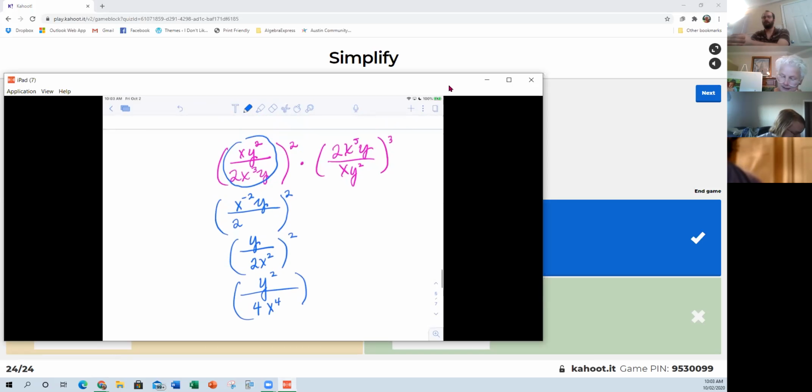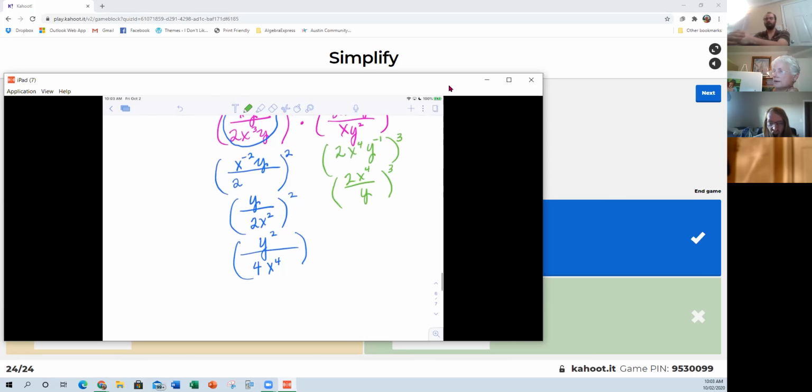Okay, then this guy, if I simplify what's inside, that's going to be 2x to the fourth, y to the negative 1 to the third power. So that would be 2x to the fourth over y to the third power. 2 to the third power is 8. Multiply 4 and 3, and that gives me x to the 12th over y to the third.